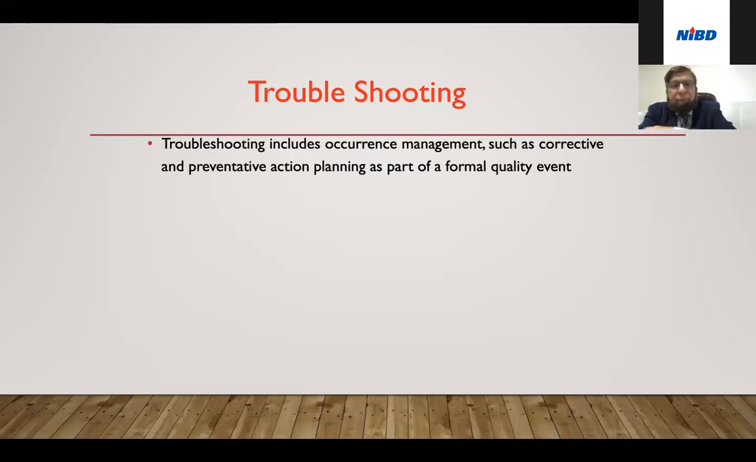So, troubleshooting includes occurrence management. Occurrence management is a term used for any system, not only in laboratory, but any system where occurrence means any error, any event, any mishap which has occurred in your system, in your organization, and management means how to manage it. So it includes both corrective and preventive actions. Troubleshooting doesn't include only the corrective action, but also the preventive actions.